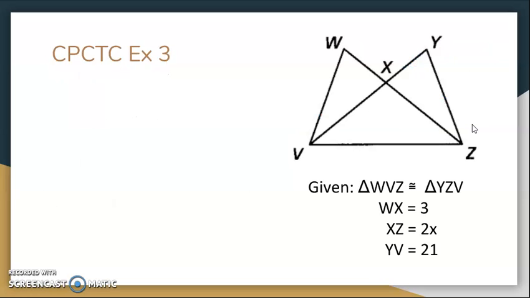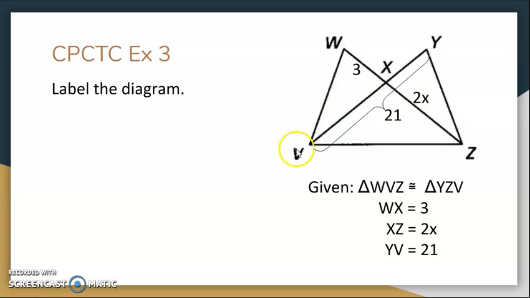Another example. Take a few moments to look at this and see if you can determine x. Excellent. So the first thing I'm going to do in a situation like this is label my diagram. So I know that WX is 3. I know that XZ is 2x. And I know that YV here, all of that must be equal to 21.